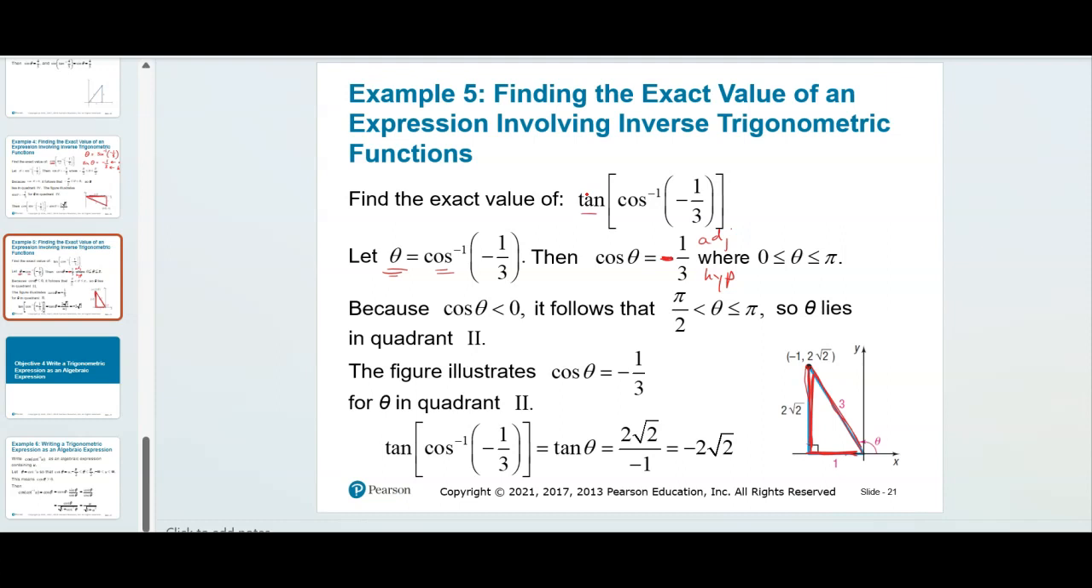And then we're looking for tangent. Tangent is opposite, 2 square root of 2, over adjacent. Remember, that's negative 1 since we moved to the left. So that's a negative. It's negative 2 square root of 2. All right, you can also remember tangent is the slope. So the slope of that line would be negative if it helps you to think through it that way. Just got to make sure you get your signs right.